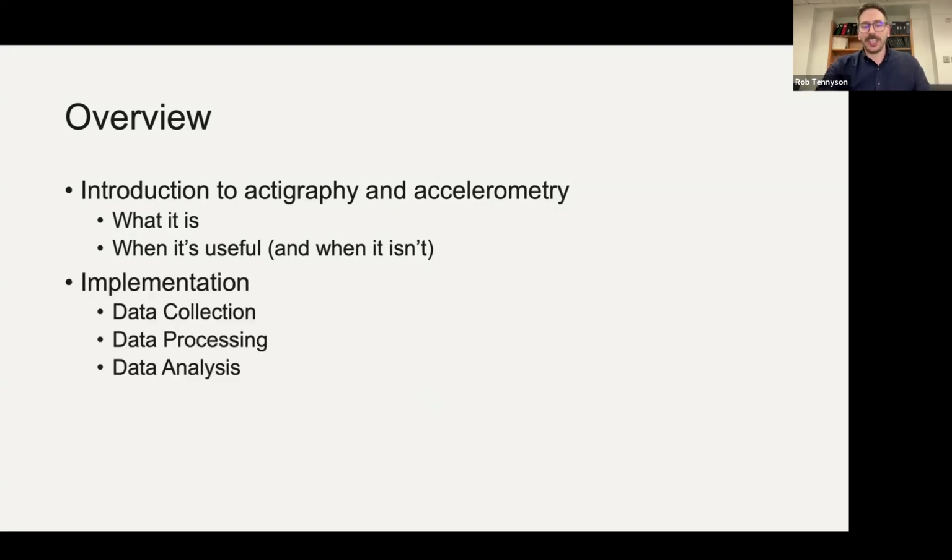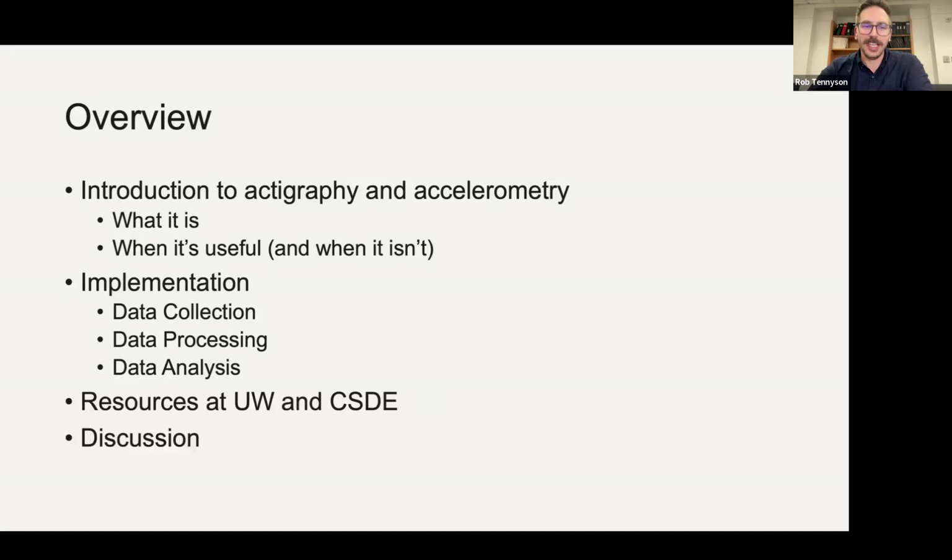Then we're going to go into some of the implementation. This is going to be the actual decision-making process: what are some of the things that you need to go through when you incorporate actigraphy or accelerometry into your research, so that you can actually get what you want out of it. You can make it worth the effort of actually having people wear some sort of device to measure their movement. Then I'm going to cover a few of the resources at the University of Washington, mostly in CSDE in the biodemography lab. And then I'll open the floor for discussion.